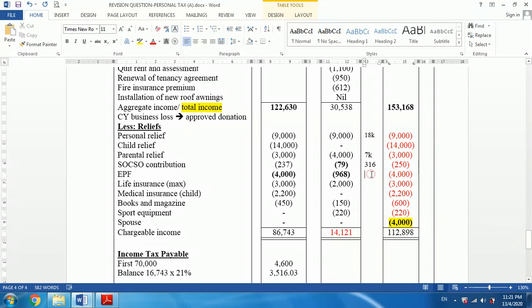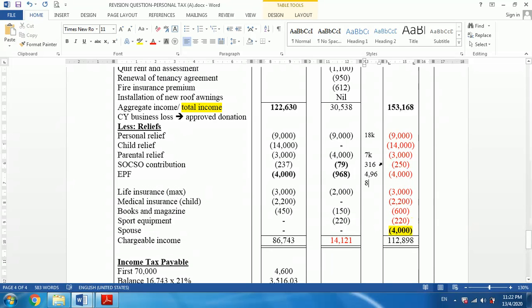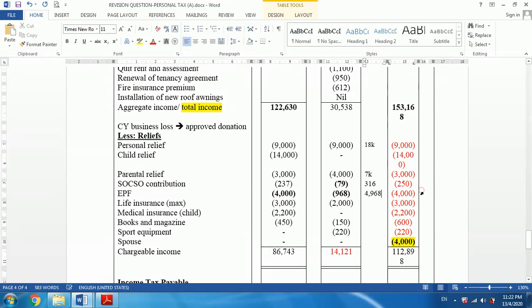Same goes for EPF. You will notice both of them claim differently within the maximum of 4,000. Combined together, they have claimed 4,968. But due to joint assessment, you are combining and you can claim only a maximum of 4,000. So there is another difference over here. Next one is life insurance. Under separate, each of them can claim as long as within 3,000. So added together, they have claimed 5K. But under joint assessment, when they combine, they can only claim a maximum of 3K. Another difference over here. So you notice this is the root cause, and not only that.